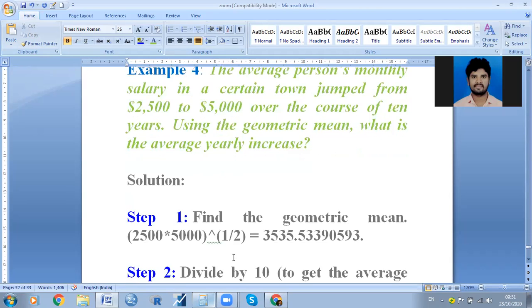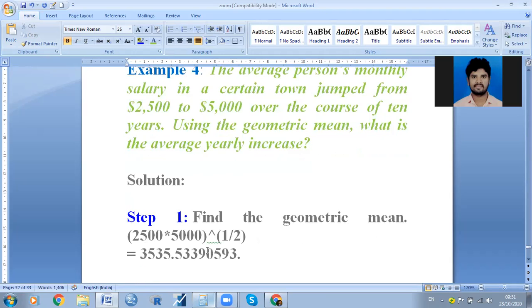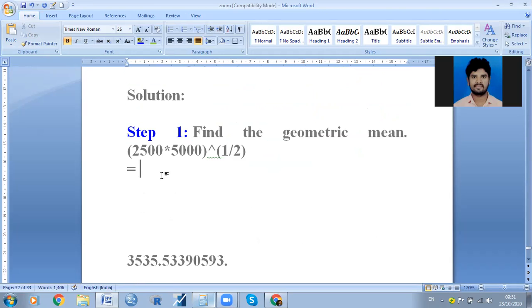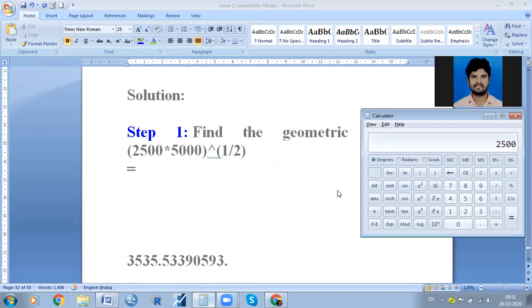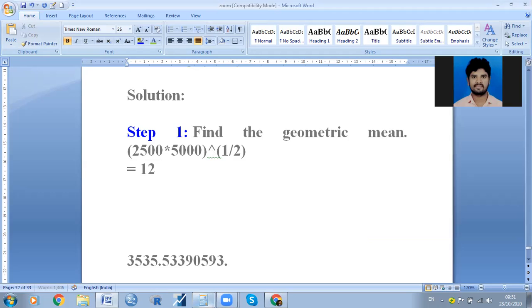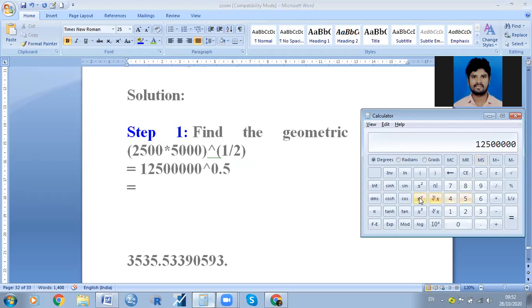I am going to simplify here. So 2,500 into 5,000, how much will you get? 12,500,000. Then 1 by 2 is equal to how much? 0.5. Then when you are calculating x power y, with 0.5, how much will you get?